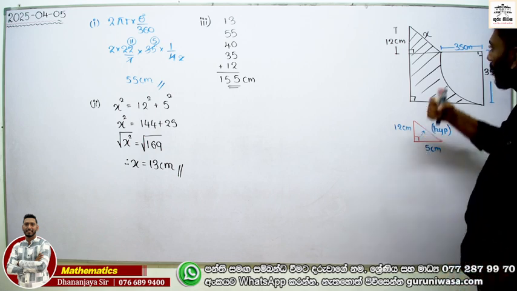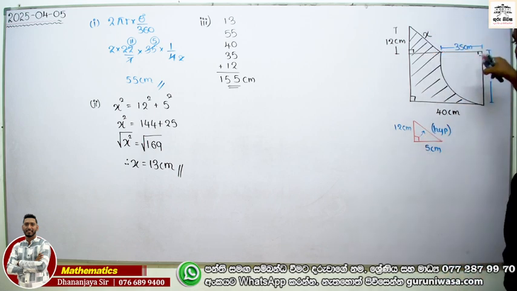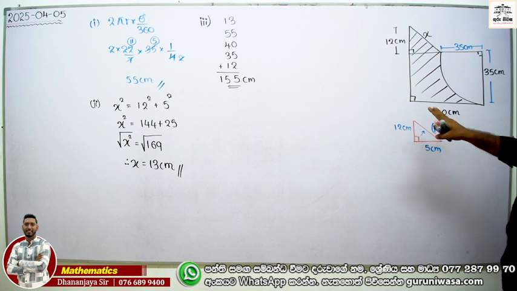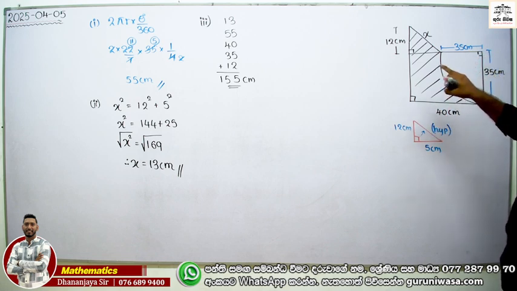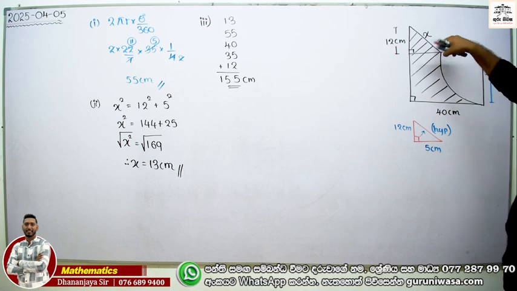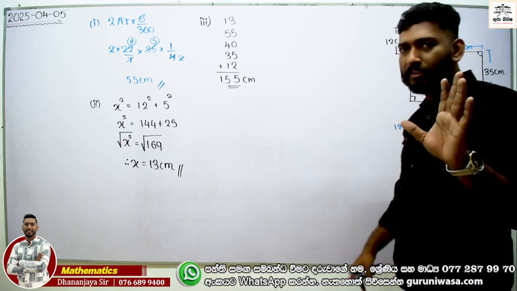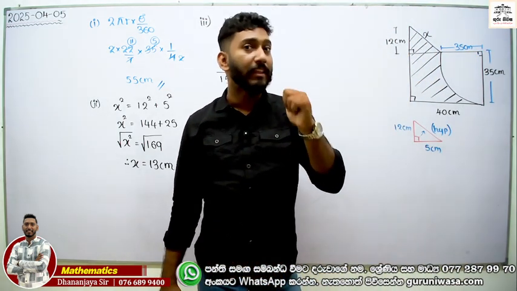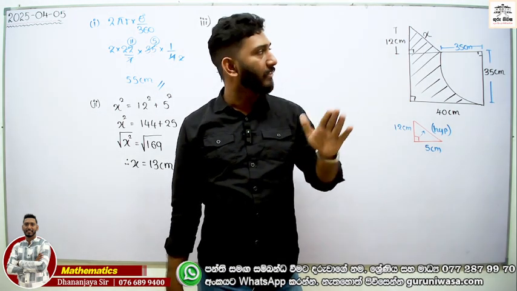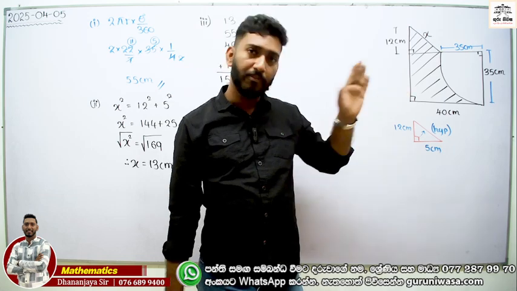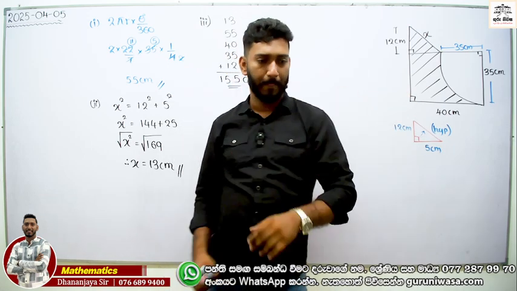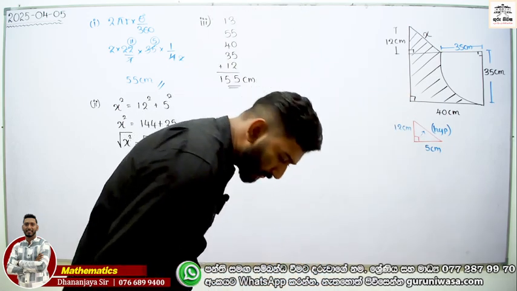The triangular portion and the rectangular portion, add both things together, right? You have to find the sum of the area of the triangle and the rectangle. Then subtract the area of the sector from it. That's easy. Now find the answer.